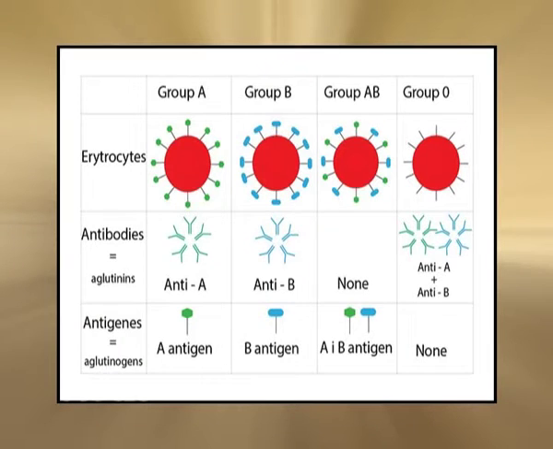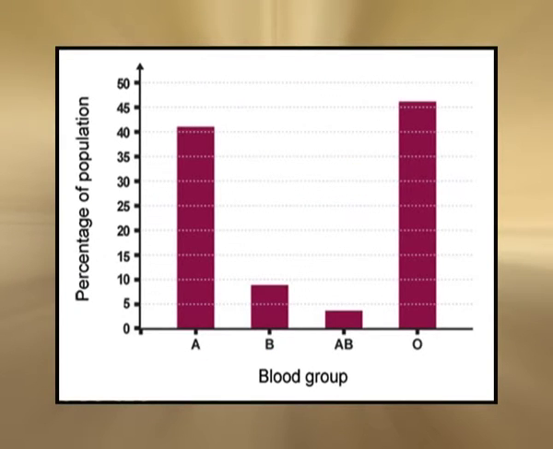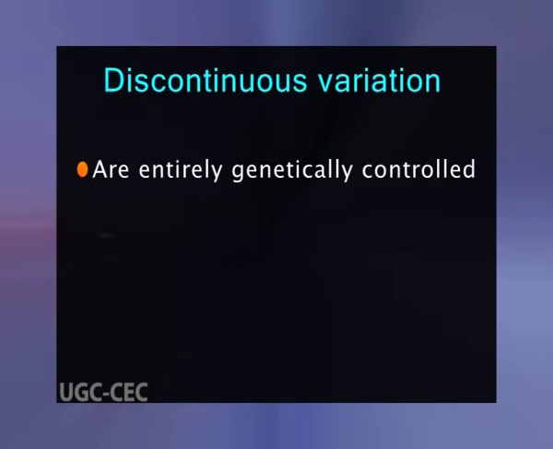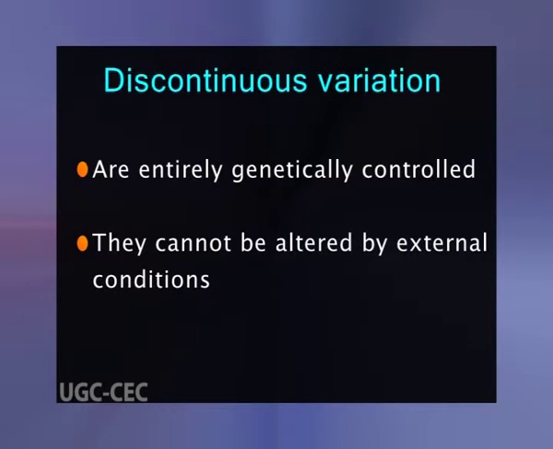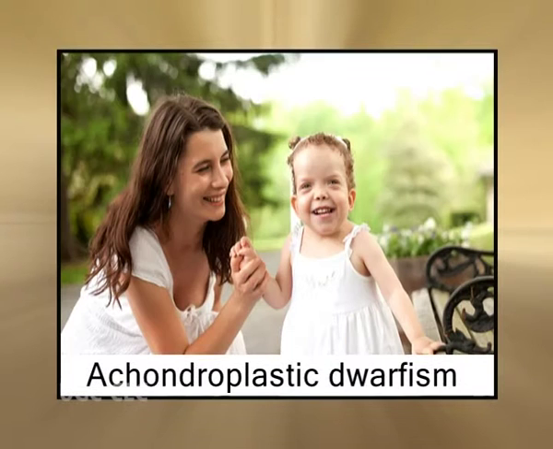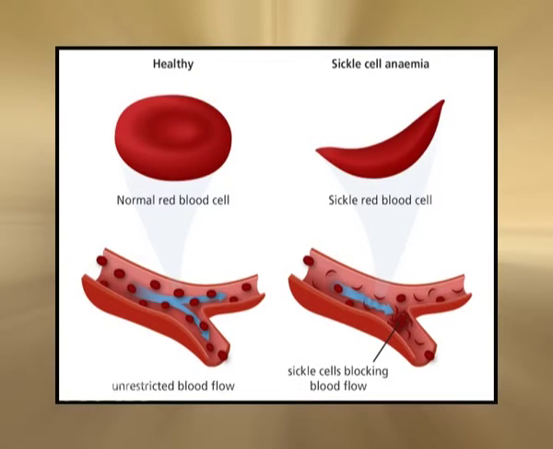In the ABO blood group system, only 4 blood groups are possible: A, B, AB, or O. There are no values in between, so this is discontinuous variation. Such alternative phenotypes are often found to be encoded by the alleles of one gene. Similarly, you are either male or female. There are no intermediates. Discontinuous variations are entirely genetically controlled. They cannot be altered by external conditions. Genetic defects such as color blindness, albinism, achondroplastic dwarfism, and sickle cell anemia are all genetically controlled and expressed in a discontinuous way.